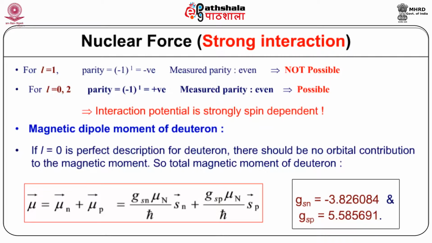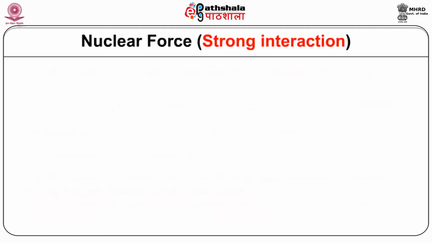The expression is given by this one, where g_sn is equal to minus 3.826084 and g_sp is equal to 5.585691. These are the free neutron and free proton g factors. Nuclear force, strong interaction.